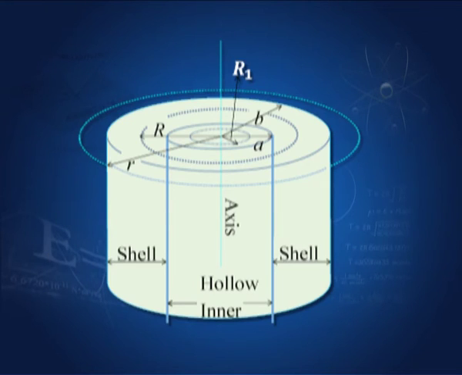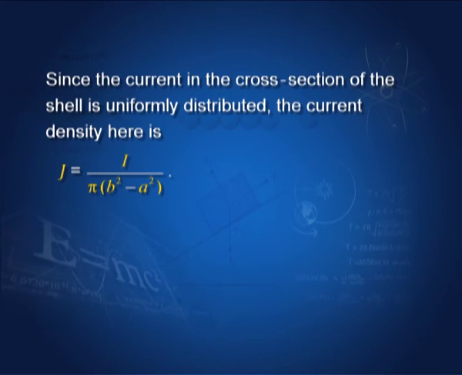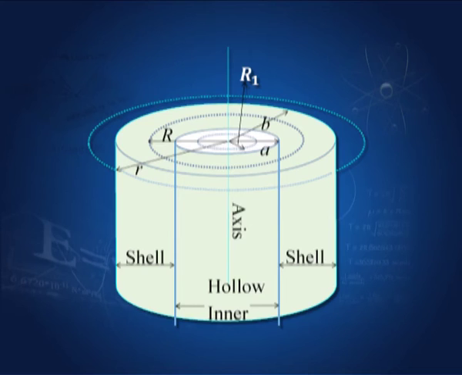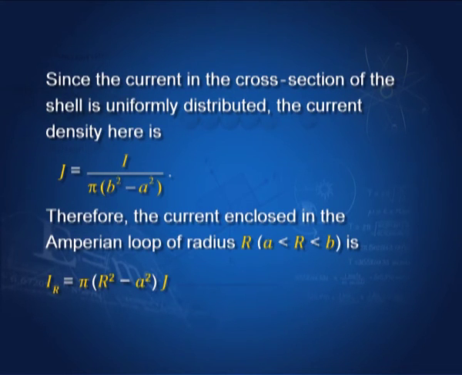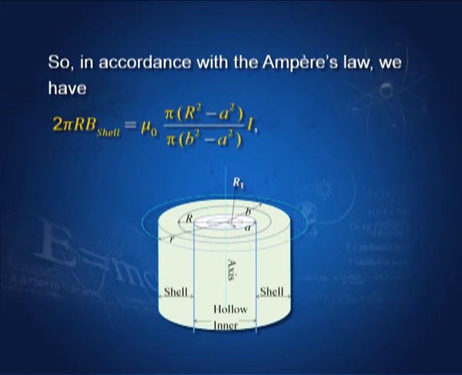Now, I choose the circle of radius r inside the conductor, and first of all the current density would be the total current divided by the area of cross section, which is pi into B squared minus A squared. So, therefore, the current density is J equal to I by pi into B squared minus A squared, and therefore, the current inside this circle of radius r is simply pi times r squared minus A squared, that is the area, into J, the current density, and that is equal to the expression which we shall use.